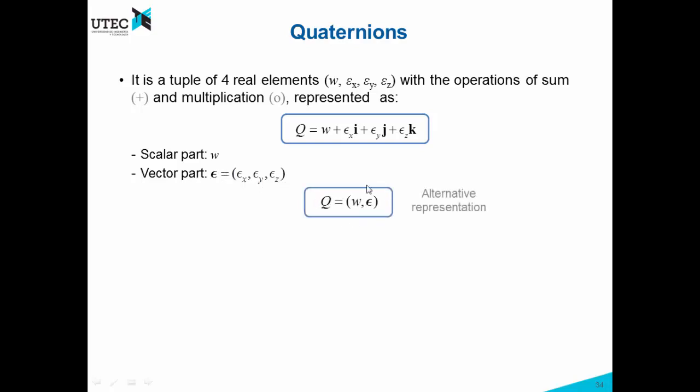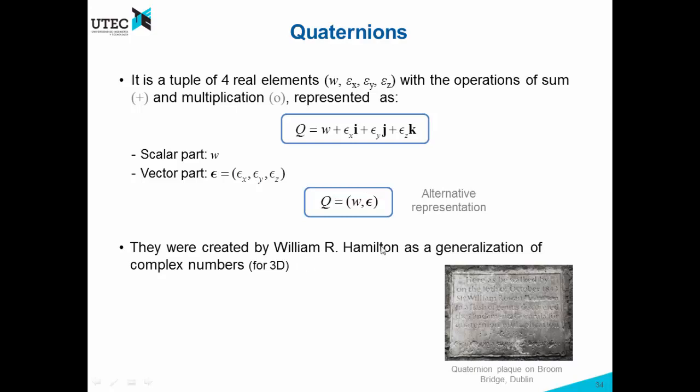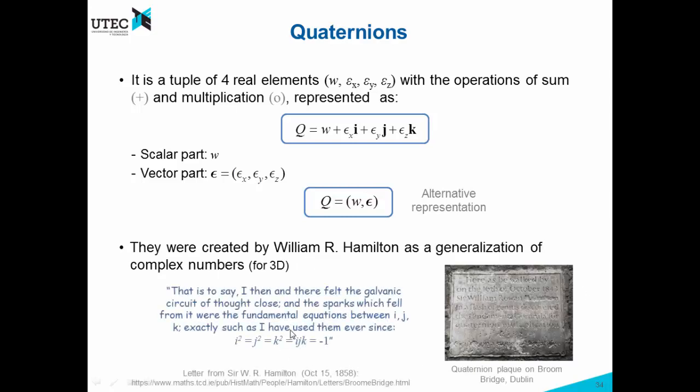The scalar part is w, and the vector part is epsilon: epsilon x, epsilon y, and epsilon z. We can also represent it as w and the vector part, where this epsilon refers to these three elements. They were created by Hamilton as a generalization of complex numbers. This is a plaque in Dublin, and this is a phrase that Hamilton said about the discovery of quaternions.